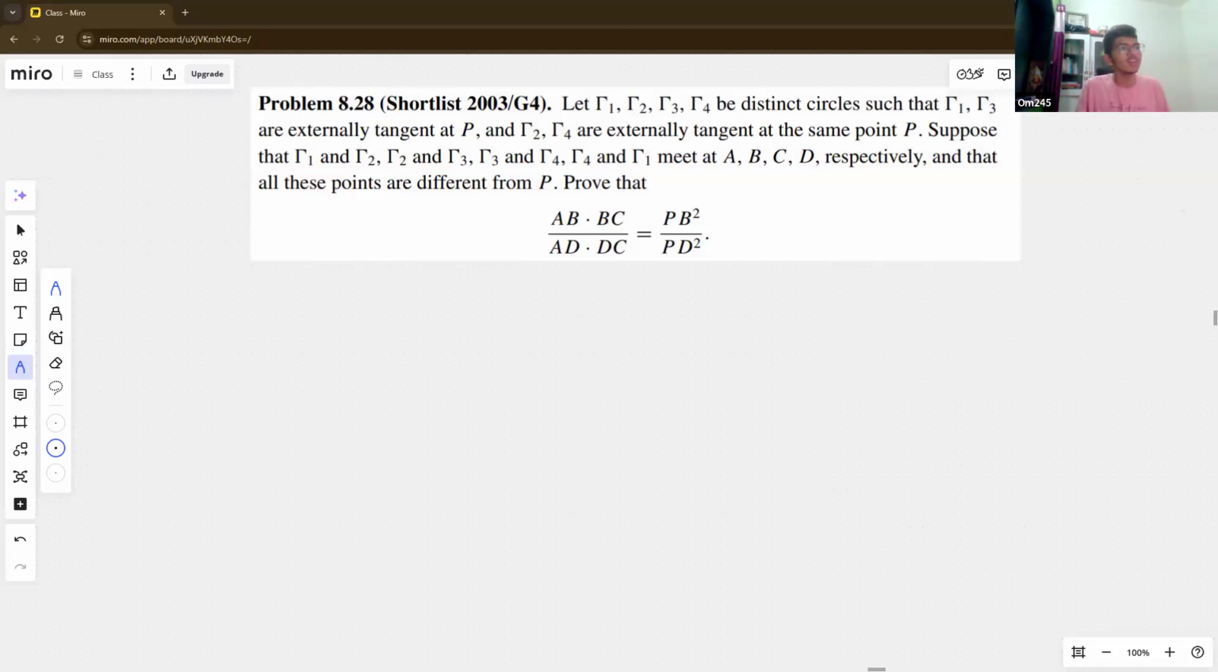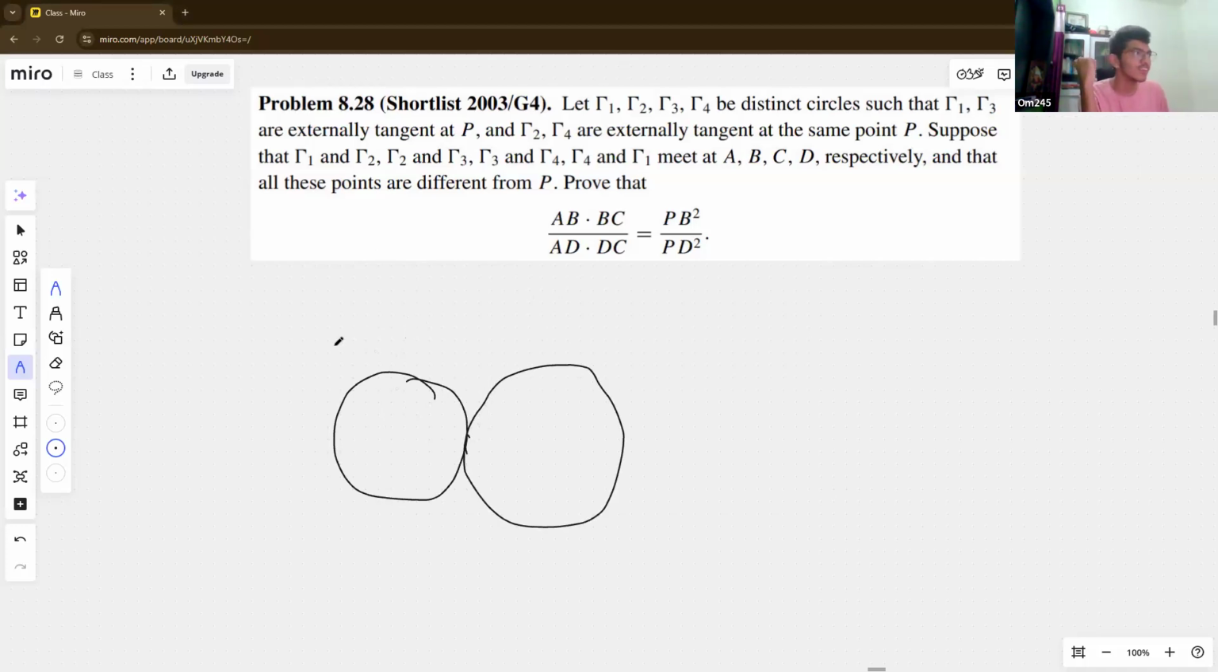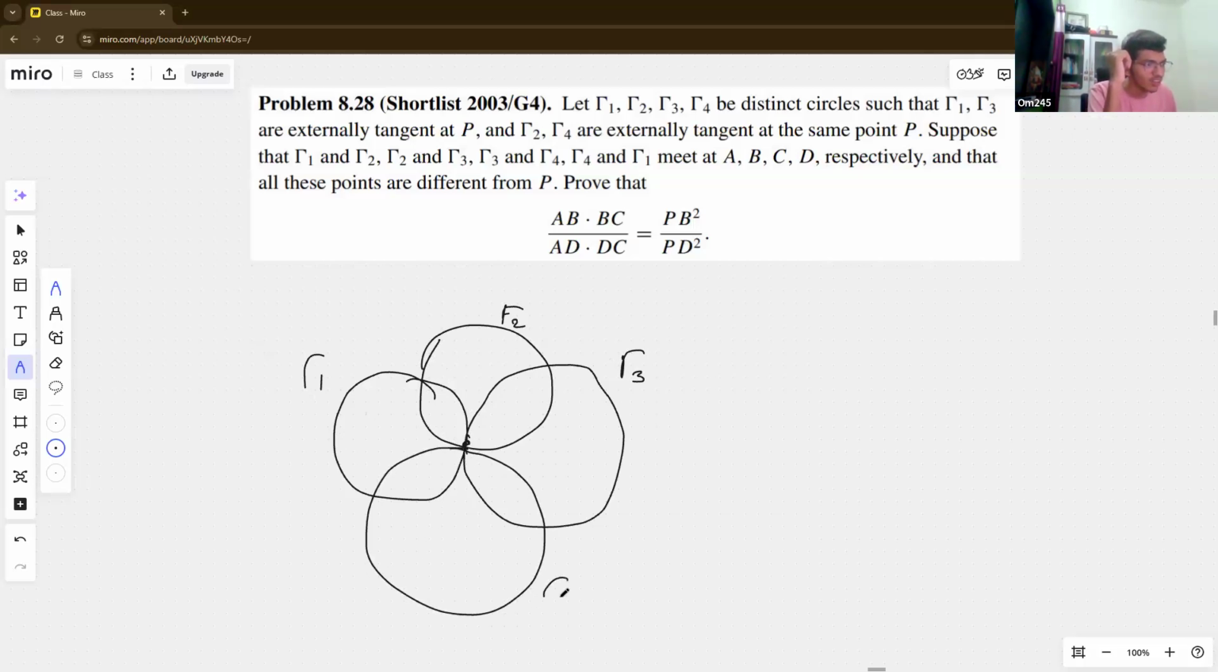So let me first describe the problem. I haven't even remembered the solution, so we have to figure it out together. This tau 1 and tau 3 are externally tangent at the same point. So this will be tau 2. Oh no, wait, this is tau 2, tau 4.